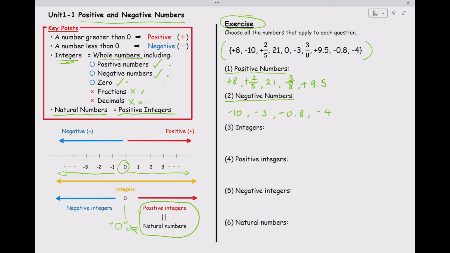Number 3. Integers. Do you remember what integers are? Yes, integers are whole numbers. In short, something that is not a fraction nor a decimal. So, the answer is plus 8, minus 10, 21, 0. Note that 0 is an integer. Minus 3, and minus 4.